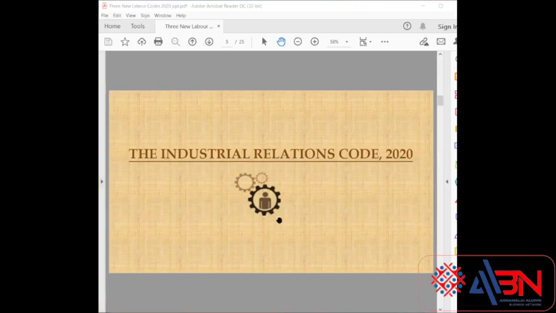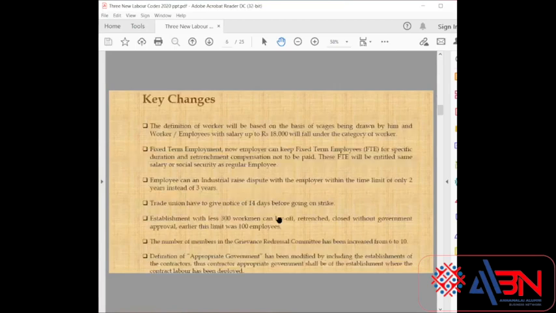Now, the Code on Industrial Relations 2020. Okay. So the key change in this one is that the definition of worker is based on the definition also defined in the Wages Code, which was approved in 2019. Now, this code also brings in a new definition of fixed term employment.